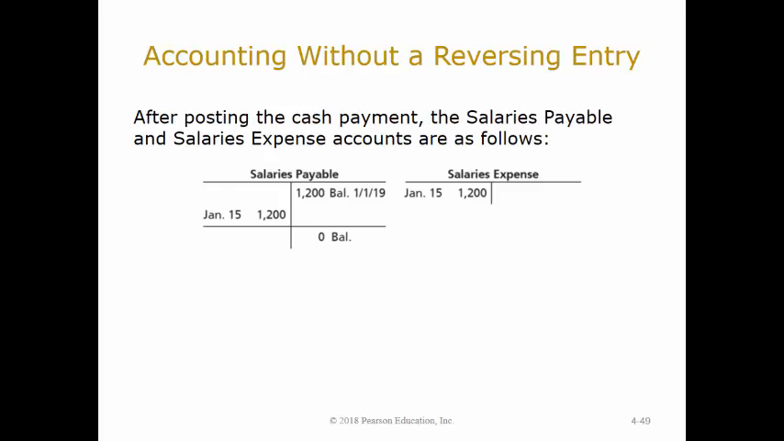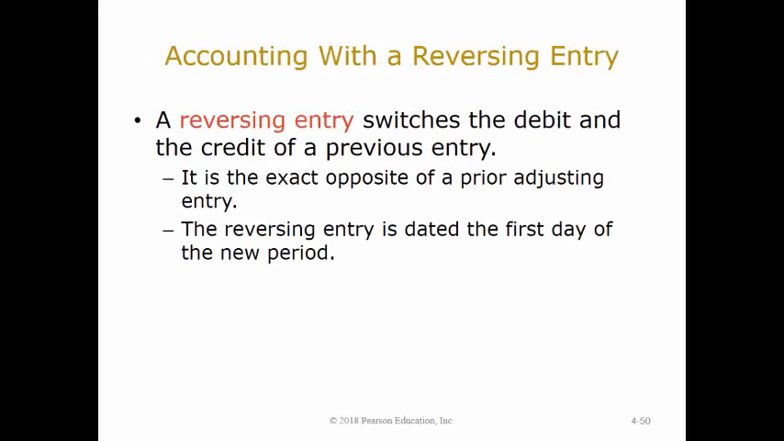However, it wastes time because the business must refer back to the December 31 adjustments. Otherwise, the business does not know the amount of the debit to salaries payable, in this example, $1,200. Searching December's adjusting entries wastes time and money. To save time, accountants can use reversing entries. A reversing entry merely switches the debit and credit of the previous adjusting entries.